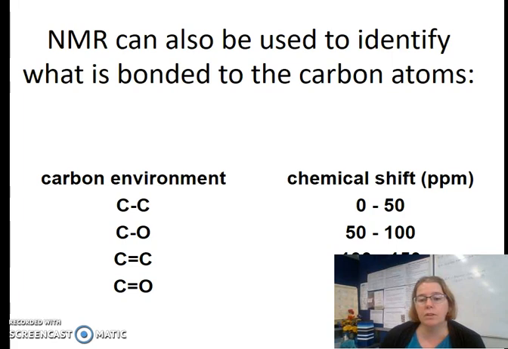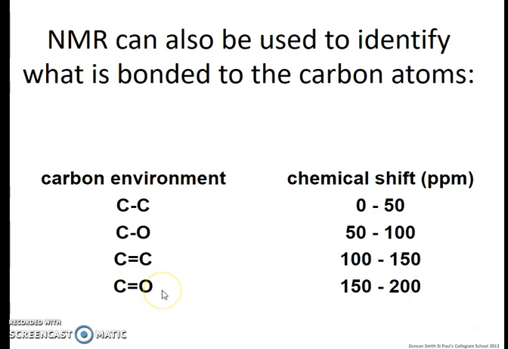Okay, so the first thing to consider is, if you have a carbon that is only bonded to other carbons and hydrogens in single bonds, then you will find it in the 0 to 50 ppm range in your spectrum. There's a bit of variation within that, but that's where you're going to see it. If you've got a carbon bonded to a more electronegative atom, such as oxygen, nitrogen, chlorine, then you will typically find it in the 50 to 100 parts per million range.